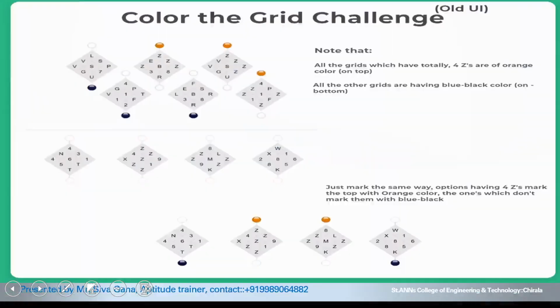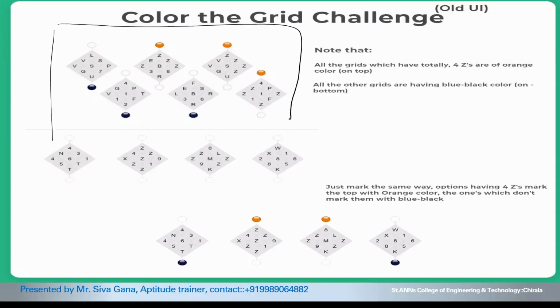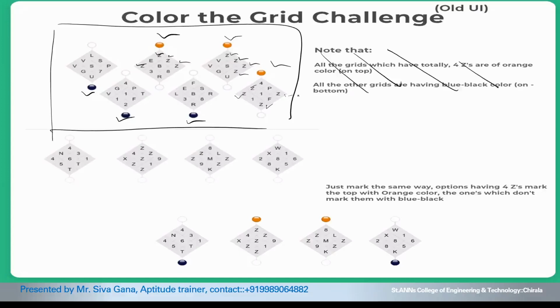Let us take another example, right? Now see, this is the question. Please focus only on the question. Please don't focus over here. Now first, the orange color is filled. Then we have to take the black color. All the grids which have totally 4 Z's are orange. See, Z, Z, Z, Z, 4 Z's, orange. All other grids have blue color on the bottom.